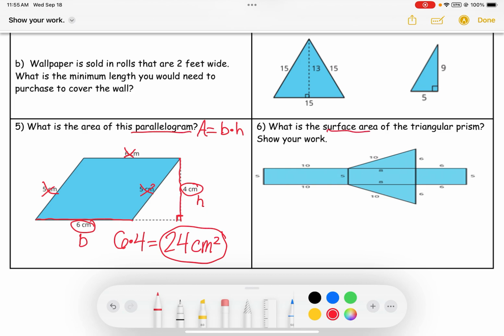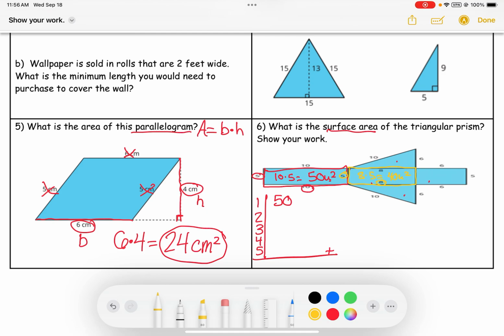Next one, what is the surface area of the triangular prism? So there are 1, 2, 3, 4, 5 shapes we need to find the area of. Once we find the 5, then we're going to add it up into one big area, surface area. So I look at this rectangle. This rectangle is 10 by 5. So 10 times 5, which is 50 units squared. So there's one area, 50. This rectangle in the middle looks like it's 8 by 5. So 8 times 5 is 40 units squared.